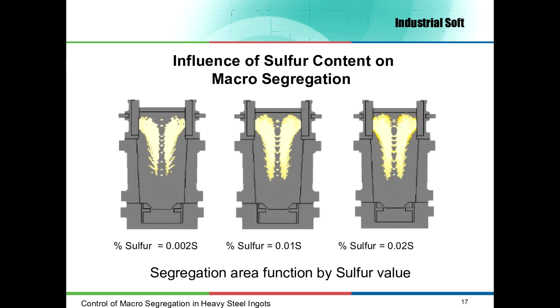To analyze the influence of S content on segregation, the critical value has been calculated for S values of 0.002, 0.01 and 0.02% of sulfur. As expected, the segregation area size increases with the sulfur content.